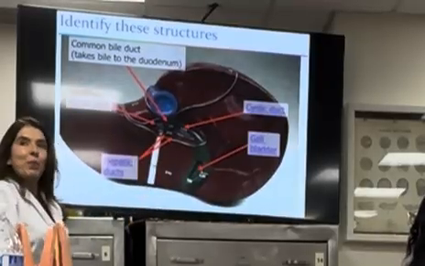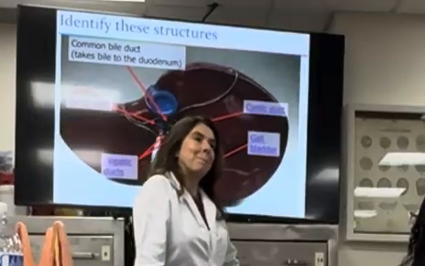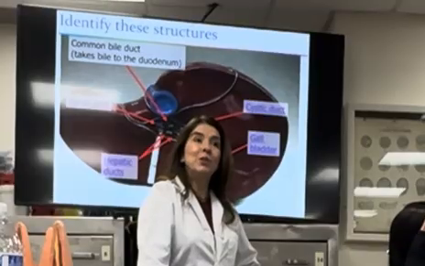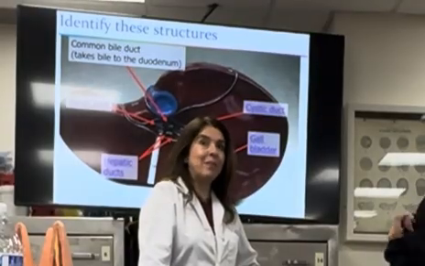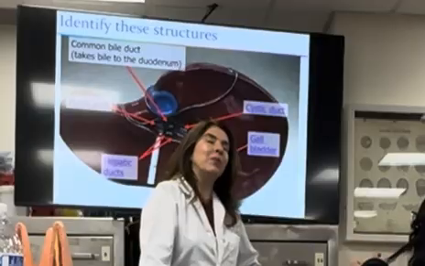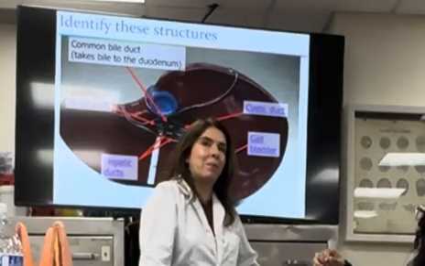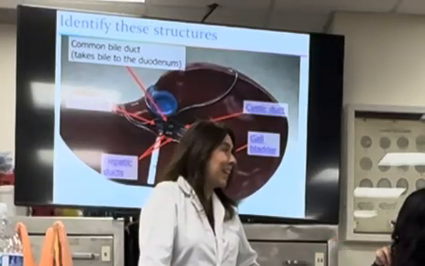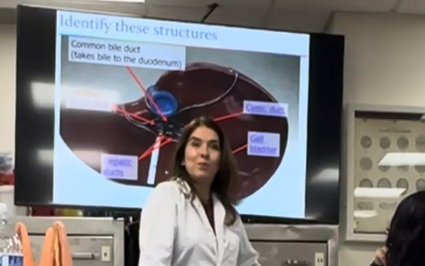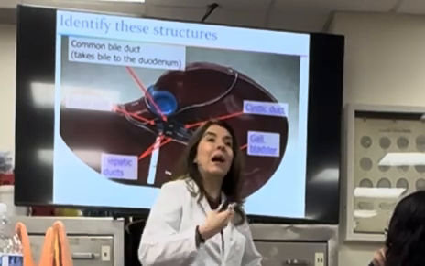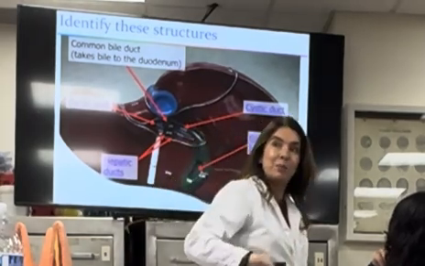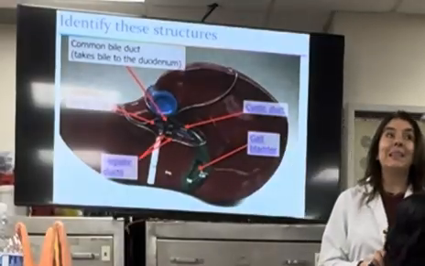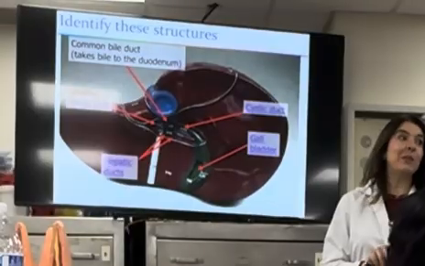What's the function of the portal vein? It takes blood to the liver, and blood from the portal vein, where is it coming from? We said that the liver analyzes blood, right? And processes blood and detoxifies blood, but where is that blood coming from? The intestine. It's coming from the intestine.